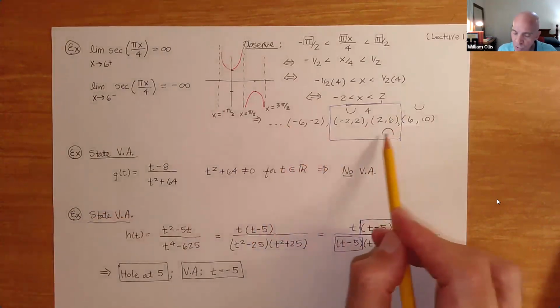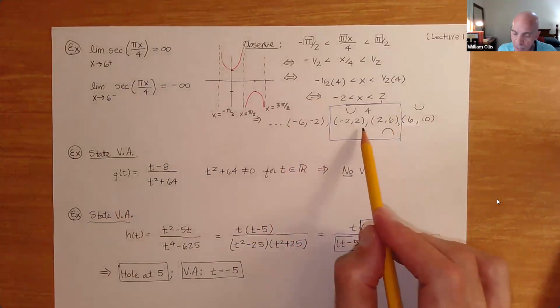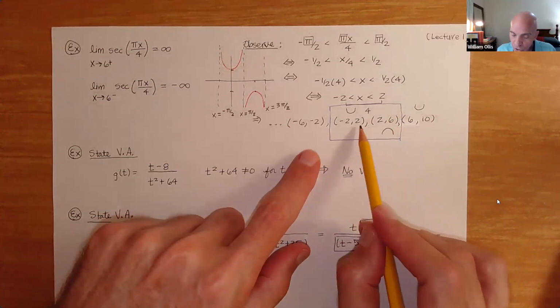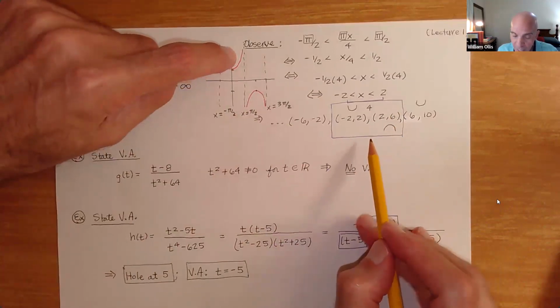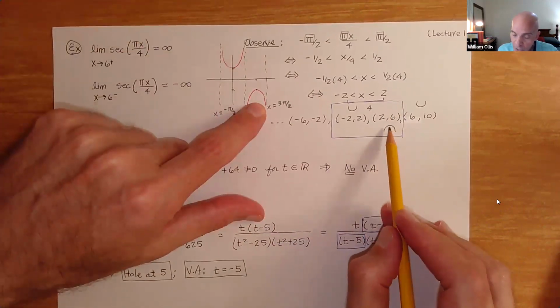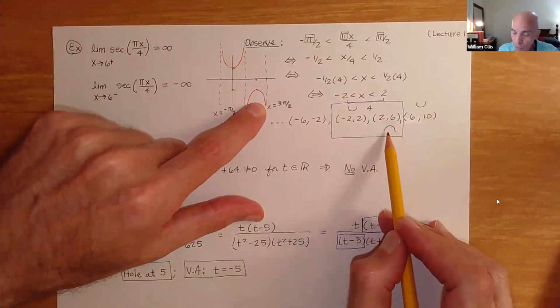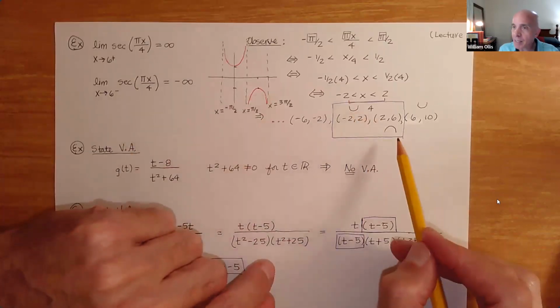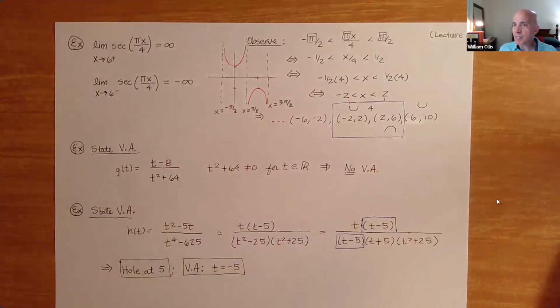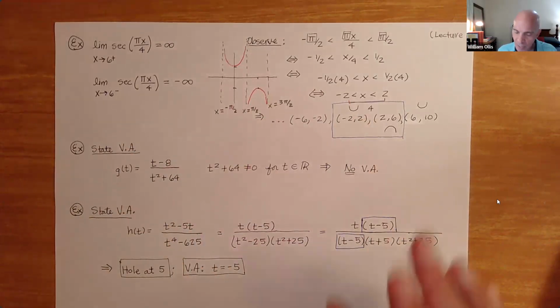But now here's the interesting part. Notice that as you start to shift, this negative 2 to 2 represents this portion, and then as you move over to the 2 to 6, this represents the portion that is what? Negative. So this type of analysis can easily give you the signs without having to check a lot of points, just using the basic characteristic of the standard secant function.